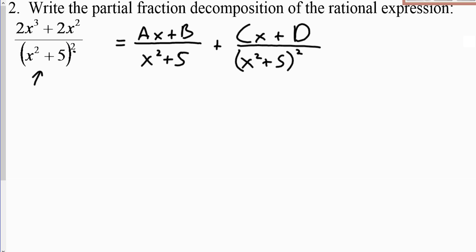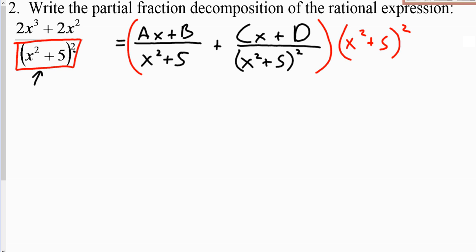Okay, so like we've done before, let's go ahead and multiply both sides out from our denominator. So I'm going to multiply this whole side by x squared plus 5 squared. In the scope of this course, we're not going to see too many more complicated than this, because as you can see, we have 4 variables.